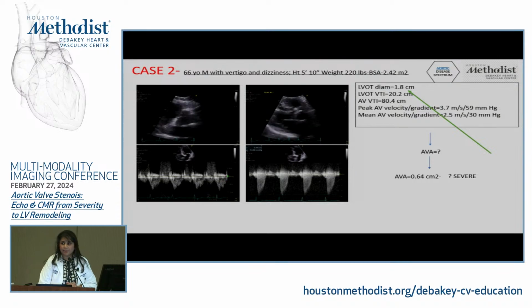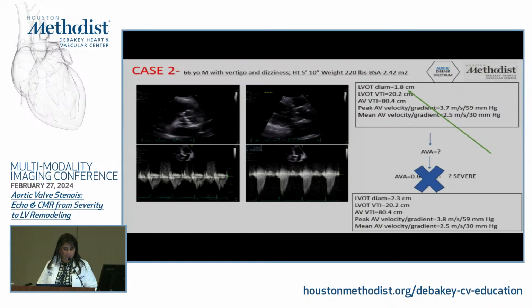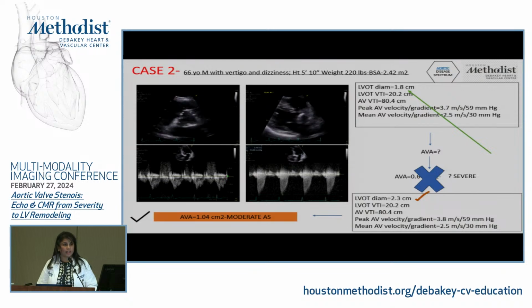So look at the size of the patient, right? It's a 66-year-old guy with a height of 5'10" and a weight of 220 with a BSA of 2.4. An LVOT here of 1.8 is actually underestimating the LVOT, right? So if you correct the LVOT to the right dimension, to 2.3, which seems more appropriate in this patient, and recalculate the numbers, it's actually moderate aortic stenosis, right?